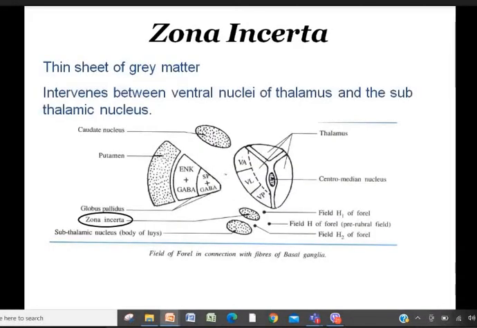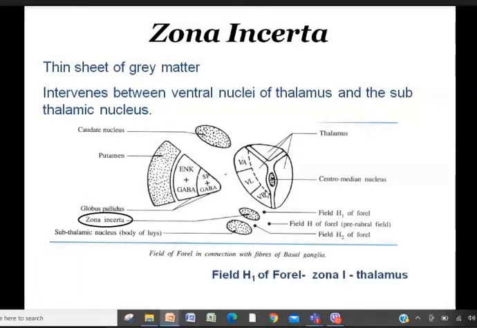Now the zona incerta. Look at it, this is the zona incerta. It is a thin sheet of gray matter. These all are gray matter, as I told you. It intervenes between the ventral nuclei of the thalamus and the subthalamic nucleus. So this is again an MCQ question. The zona incerta lies between the subthalamic nucleus and the thalamus.